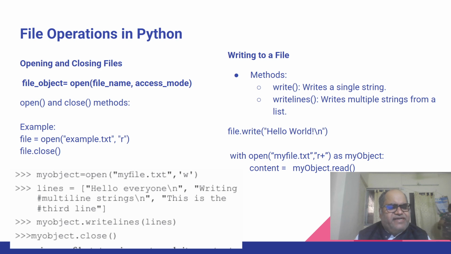So now you can see the example. My object is open my file.txt in write mode, then lines you have declared, lines is holding 3 strings, and then what you can do is pass this, my object.writelines, the lines that you want, and then you can close it.